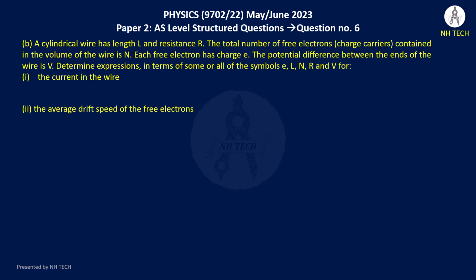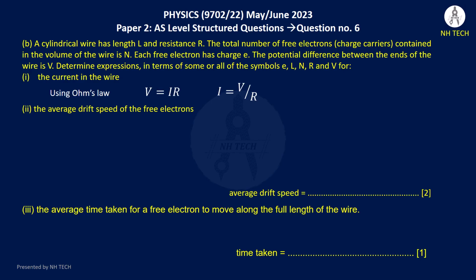Determine expressions in terms of some or all of the symbols E, L, N, R and V for Part 1, the current in the wire. So we have to express the current in terms of E, L, N, R and V. Recall Ohm's law, current would be V by R.